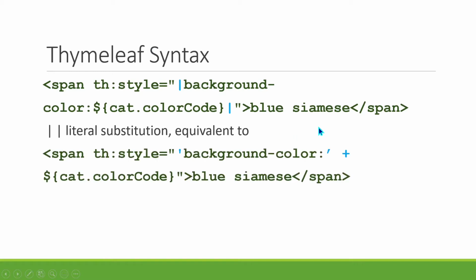This basically is equivalent to writing it this way, where I put the background color colon part has to go inside single quotes because we're already inside double quotes. So make sure you do that with single quotes. You probably are used to doing that when you coded with PHP, so that shouldn't be a big deal. So I take that string literal background color colon and then concatenate the value of this expression cat.colorCode.